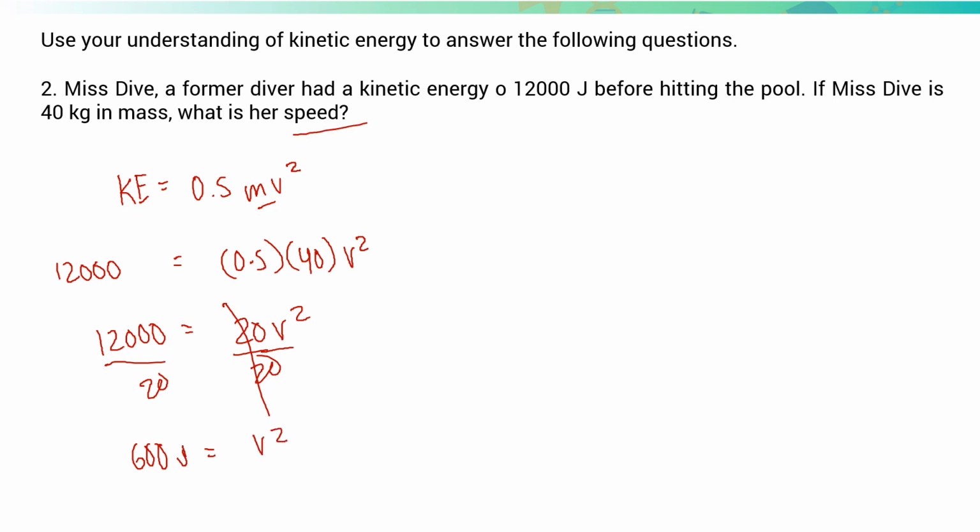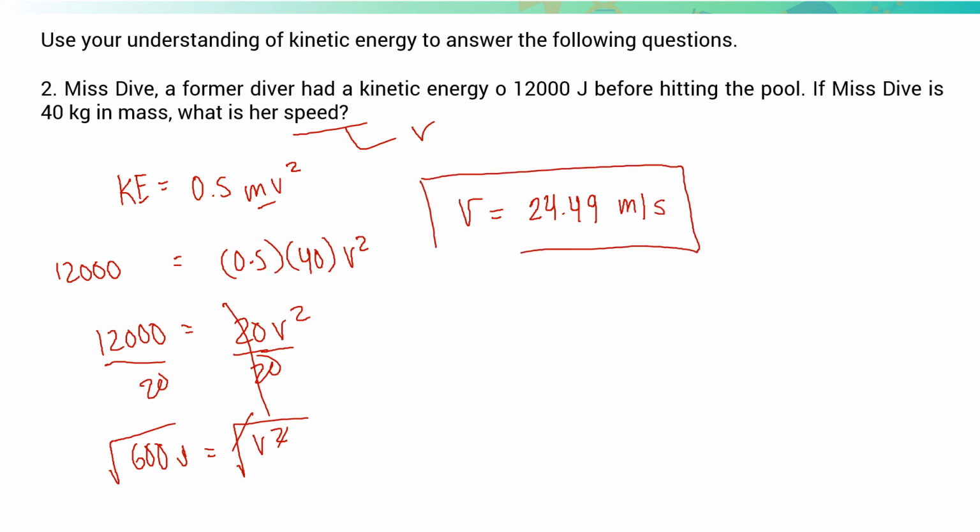However, again, we're searching for speed, which is v. To remove the square, we take the square root of both sides. So v now is equal to 24.49 meters per second, because we're asking for the speed. That's how you search for the speed. If you're trying to search for mass, it's the same process. You just have to isolate m. That's it for energy. In our next discussion, we're going to discuss power.